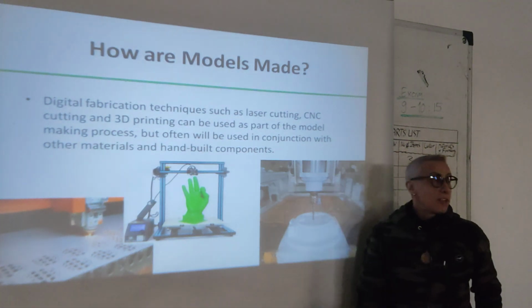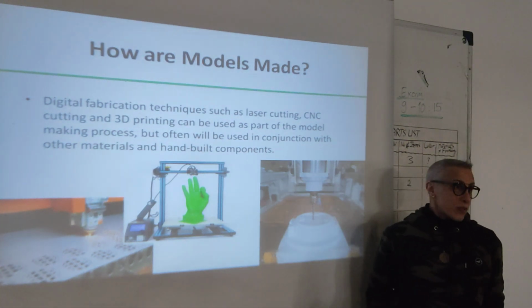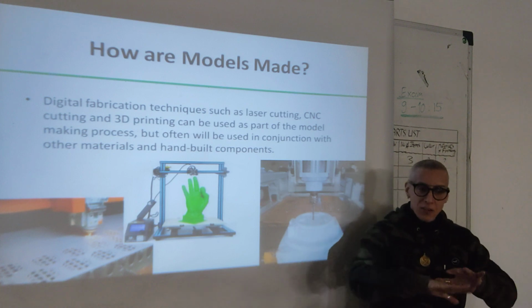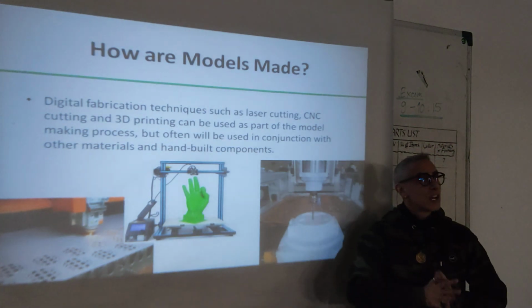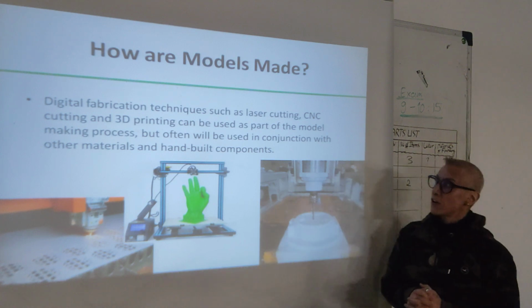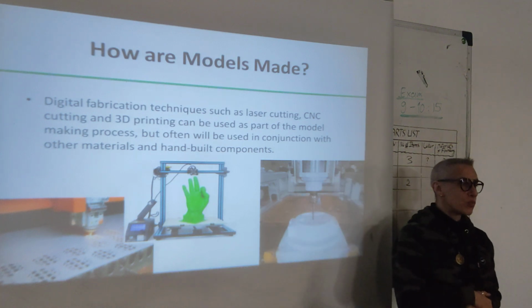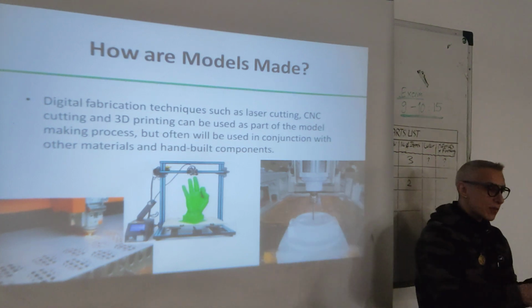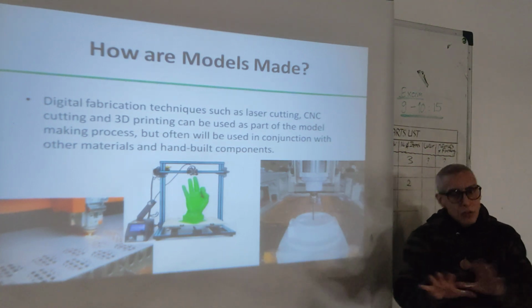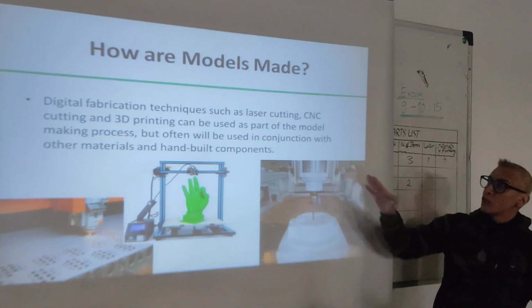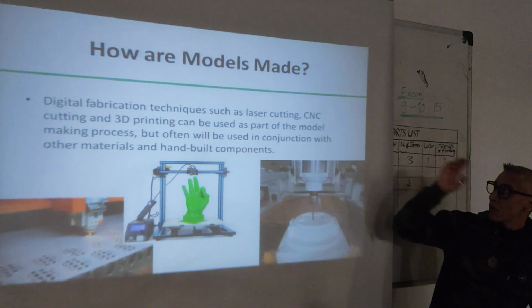How are models made? Most of the models are made by hand. You make them by cutting, shaping, sanding, whatever. That's the most common way. However, sometimes some machines are used. It can be totally made by machine, or it can be some parts made by hand, some parts by machine, and then combined. Okay?